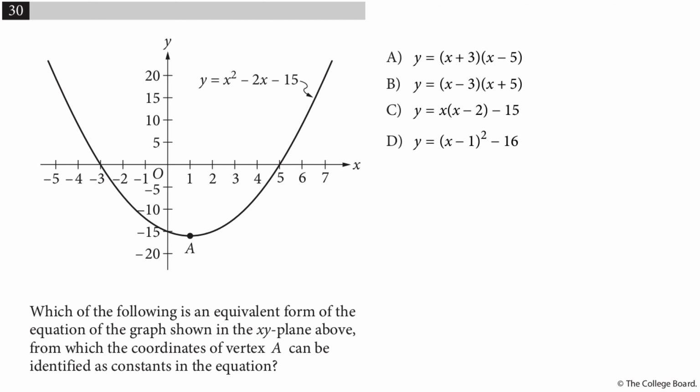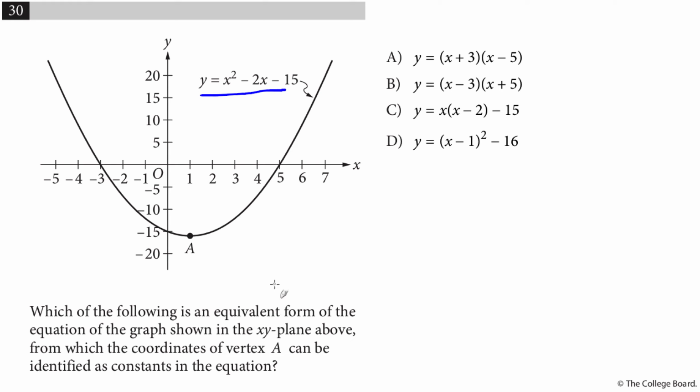Alright, last problem for this video. Okay, so we have what looks to be a parabola. It is a parabola, now that I notice we have a quadratic equation or quadratic function. It says, which of the following is an equivalent form of the equation of the graph shown in the xy plane above, from which the coordinates of vertex A can be identified as constants of the equation.